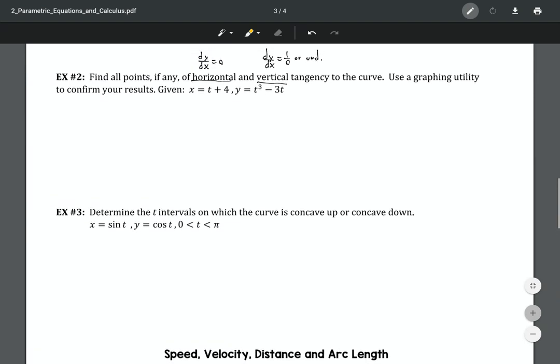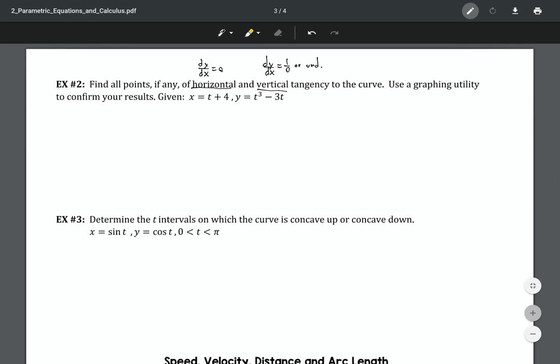What makes this interesting is that this is a parametric equation. The parametric equation is given to you by x is equal to t plus 4 and y is equal to t cubed minus 3t. So again, to figure out dy/dx, and this is what I put at the beginning, that's what we're trying to figure out, we have to have dy/dt in this case, and dx/dt. So we have to figure that out first.